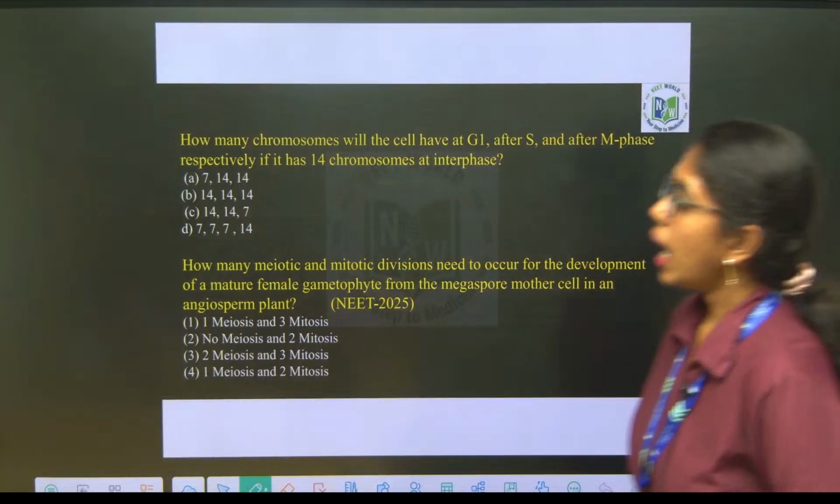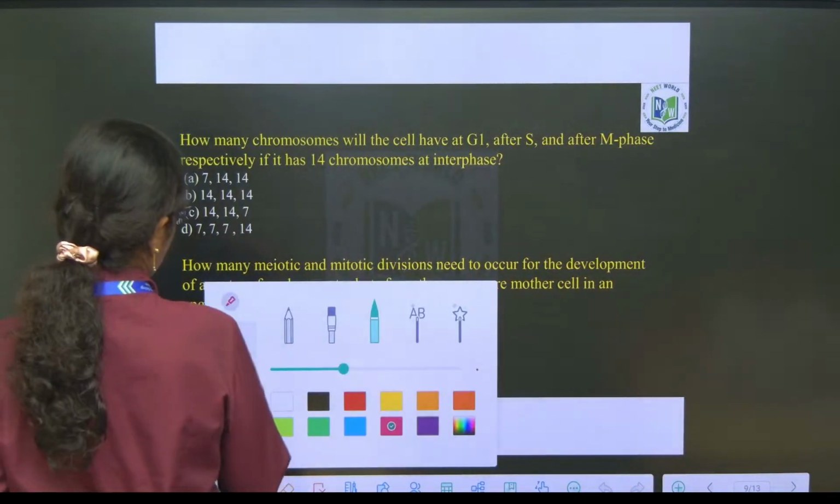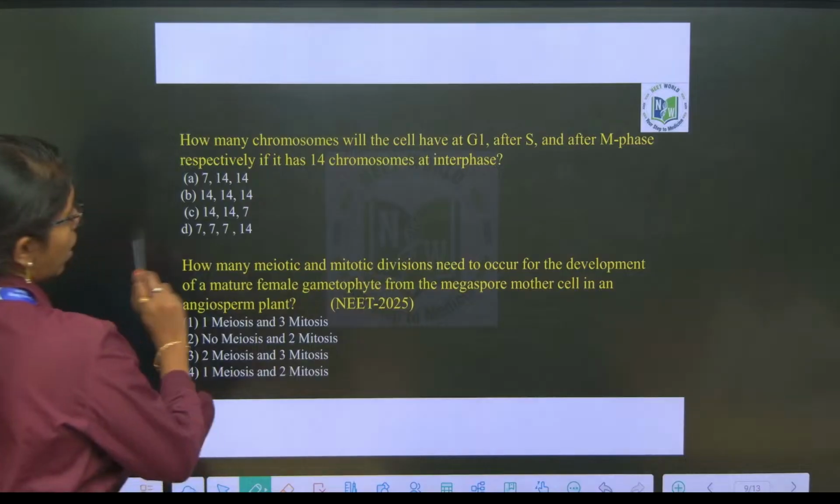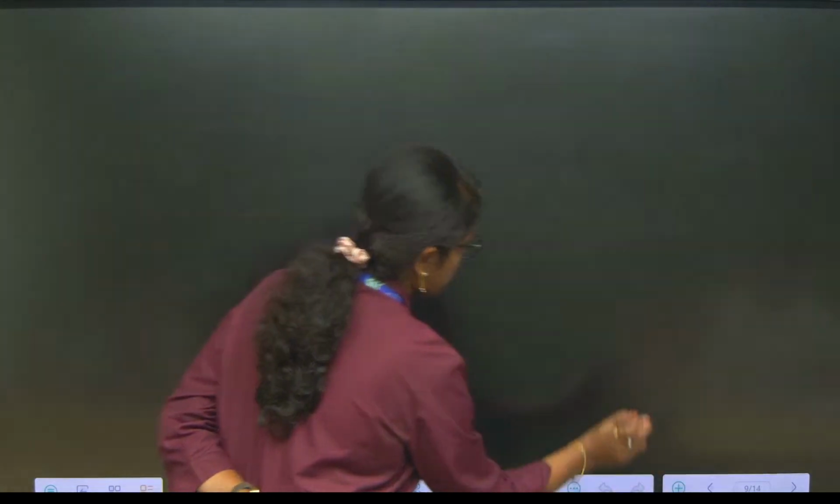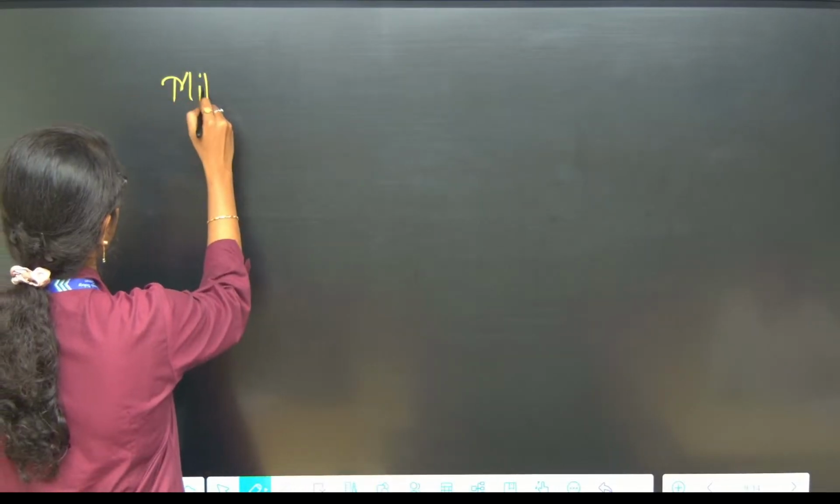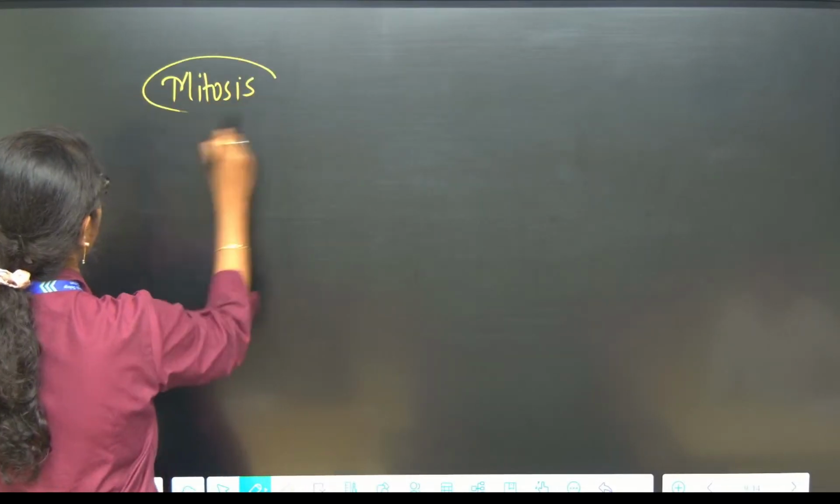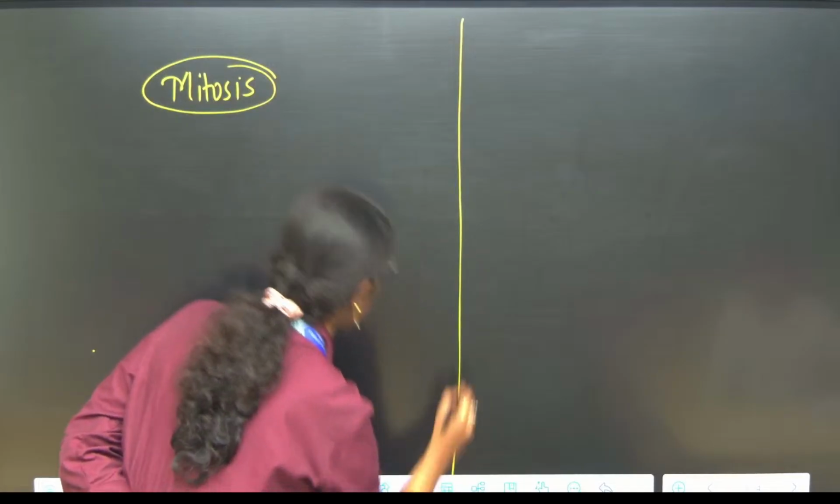Here you see how many chromosomes, before this I will tell you, wait, something to discuss more, just a minute. Mitosis.